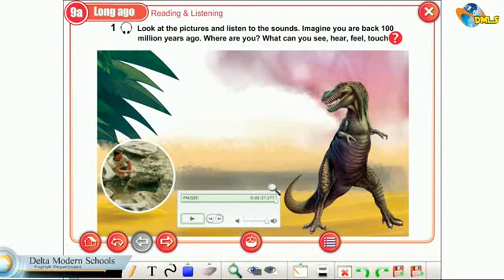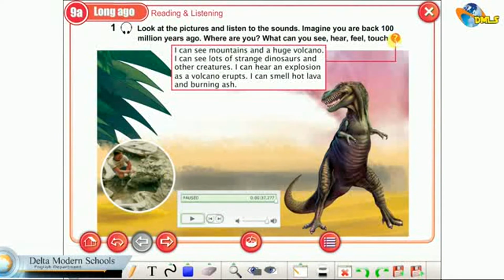Now, can you tell me, where are you? What can you see, hear, feel and touch? Okay, let's see your answer. Oh, so you can see mountains and a huge volcano, lots of strange dinosaurs and other creatures. You can hear an explosion as a volcano erupts, and you can smell hot lava and burning ash.